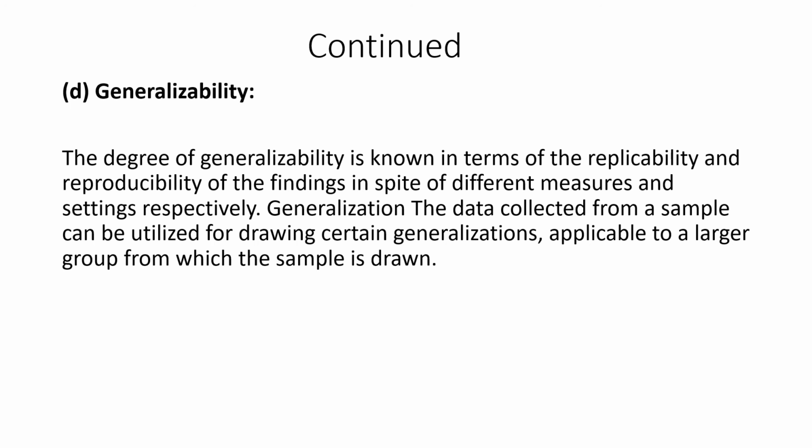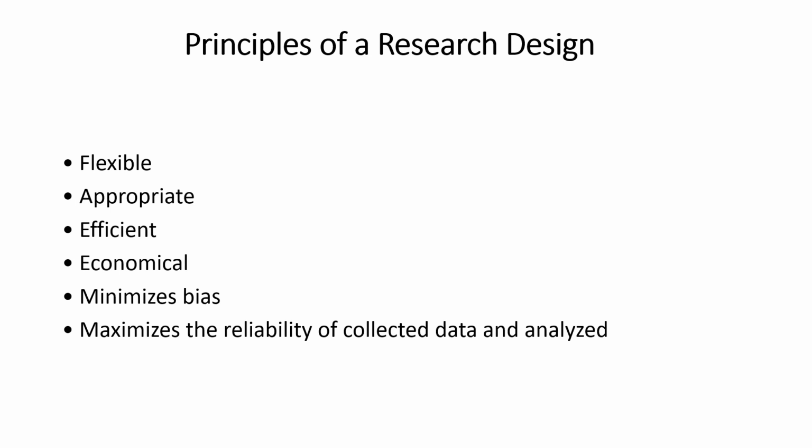It means we have done research on small data, and we can apply it to a larger group of the population. It's called generalizability. Next, there are some principles of research design. A research design must be flexible, appropriate, efficient, and economical; it minimizes biasness and maximizes the reliability of collected data and analysis.